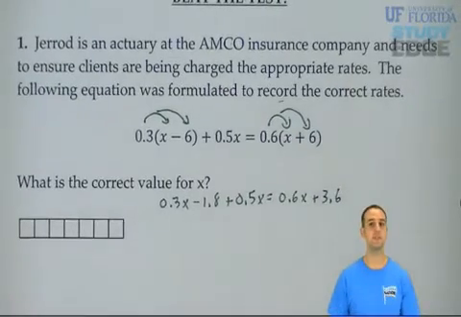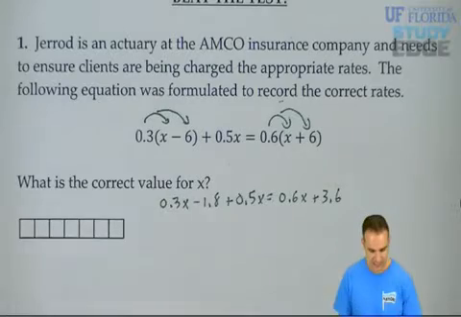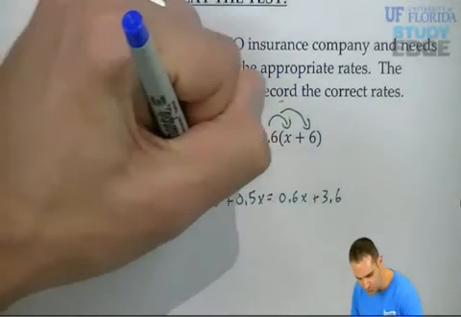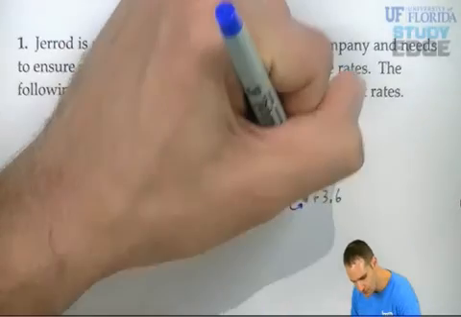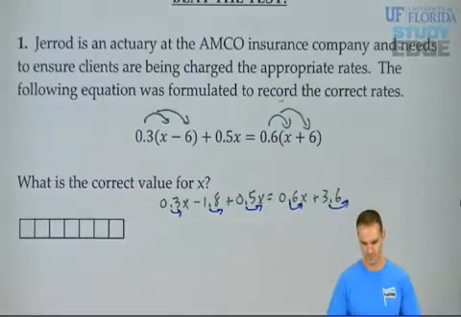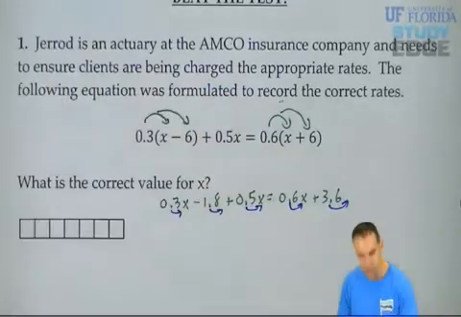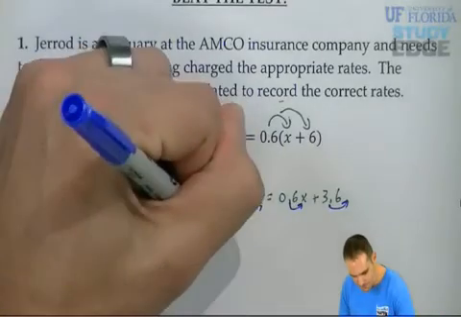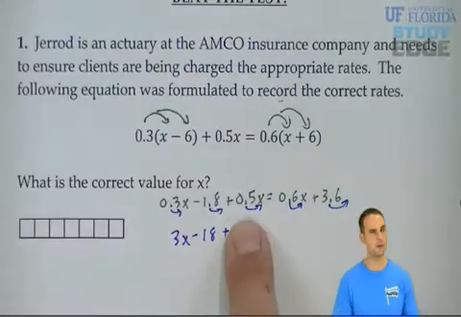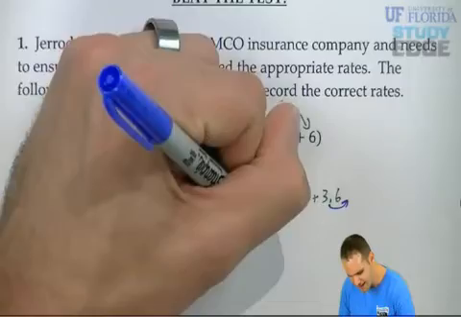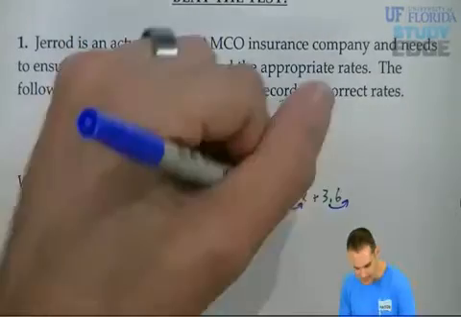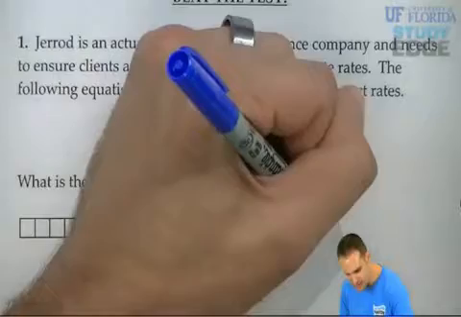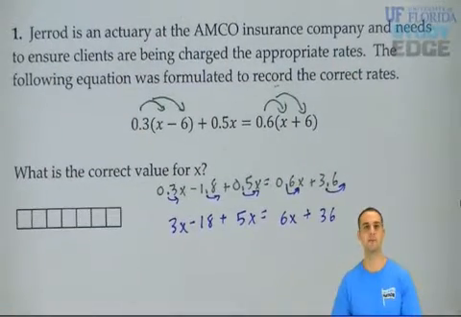Let's get rid of those decimals now. We want to distribute first, now let's get rid of those decimals. All these have one number to the right of the decimal, so I'm going to move one to the right. And that'll give me 3x minus 18 plus 5x equals, not 0.6, but just 6x plus 3.6, that would be 36.